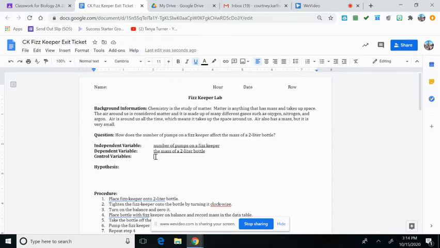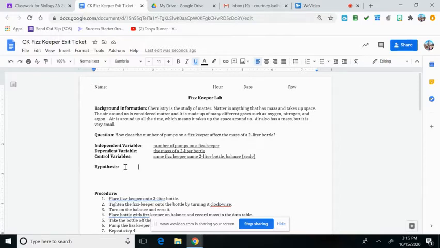If you said we should keep the same fizzkeeper, that is awesome. That is a first step. We want to keep the same 2-liter bottle. And then if you thought about how you weigh yourself or mass yourself at the doctor's office, you probably said scale. We use the term balances in science class, especially chemistry. So a balance is used. I write scale in parentheses because I know that's the term that most of my students are more familiar with.